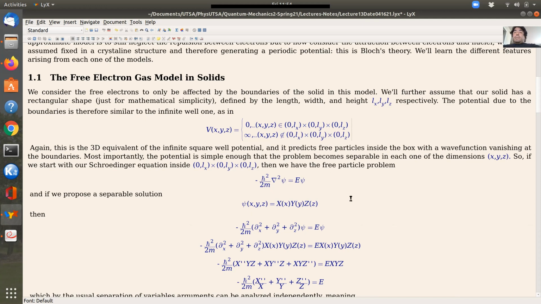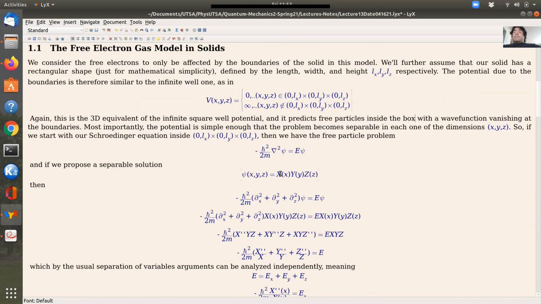So you propose a separable solution. You probably have seen this in PDEs before. A function of x times a function of y times a function of z, and you plug that proposed solution, which is separable, into Schrodinger's equation, right? So again, this is, first of all, why the kinetic energy, which is this Laplacian, is separable for each one of the coordinates, right? Because it has this form.